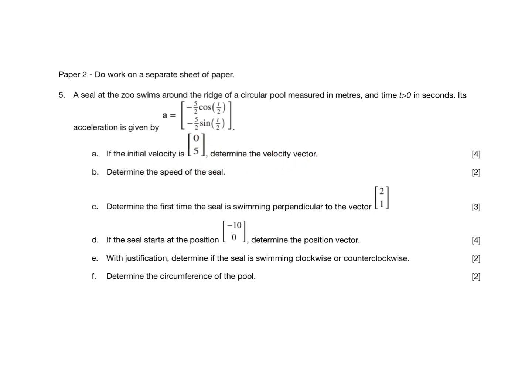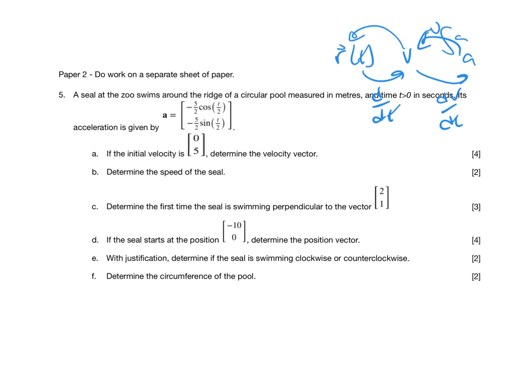Well, when I know these, I know that if I take the derivative of the position vector, I get velocity. And if I take the derivative of velocity, I get acceleration. So if I go backwards this way, the integral of acceleration gives me velocity, and the integral of velocity gives me the position. So I want to do the integral of the acceleration.